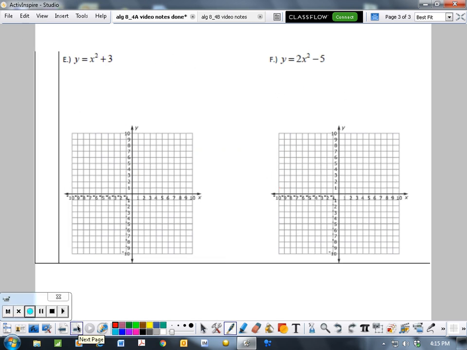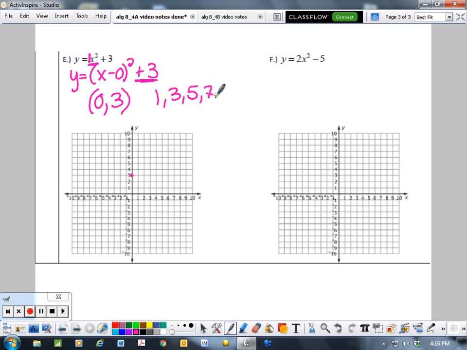Okay, one more set of examples, and this one's weird because there's no parentheses. So this is really the same thing as there being no number inside the parentheses, which means that if you just have an x squared, that x value is going to be 0 for our vertex. And then over here, that's our y value for the vertex. So we're starting at 0, 3. And then since there's a 1 in front, we're going to have that pattern of 1, 3, 5, 7. So up 1 over 1, up 3 over 1, and there's our graph.